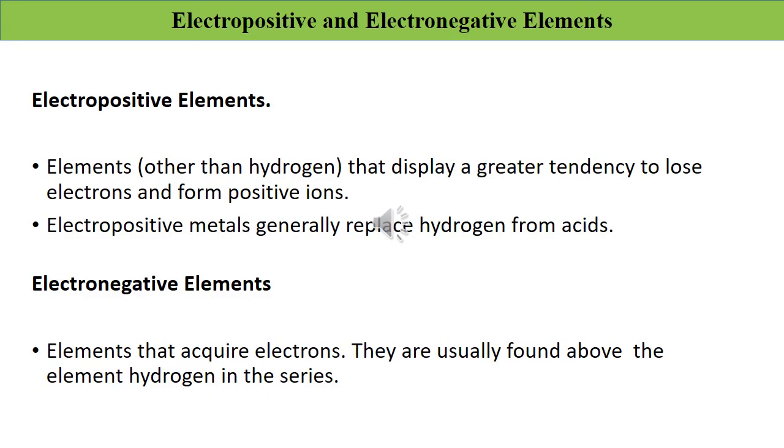Electropositive and electronegative elements. Electropositive elements are those elements that display a greater tendency to lose electrons and form positive ions. Electropositive metals generally replace hydrogen from acids, and they can be seen at the bottom of the electrochemical series, and they can undergo oxidation. Electronegative elements are elements that can take electrons by a reduction reaction, and they are usually found at the top of the electrochemical series. For example, fluorine can take electrons and get changed to F minus.